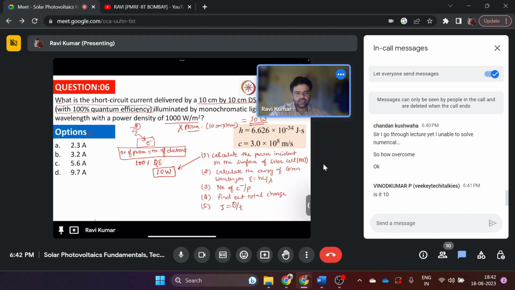You know this, right? 10 watt. E equals hc by lambda. h is given, c is given, lambda is given. Then what is the problem? This is h, this is c, and this is lambda.